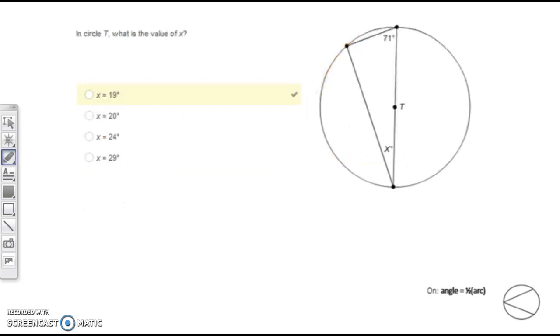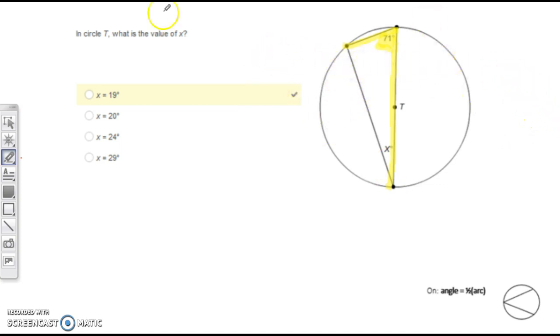Okay, and then in circle T, what is the value of x? Okay, so let's look at what they've given us. I like to highlight things. It makes it easier for me. All we know as far as numbers is that this yellow angle is 71 degrees. So I'm going to start with that. I'm going to let that help me. Oh, actually, I do know something else. I also know that this is a diameter, and a diameter splits the circle in half. So this side has to equal 180, and this side has to equal 180.